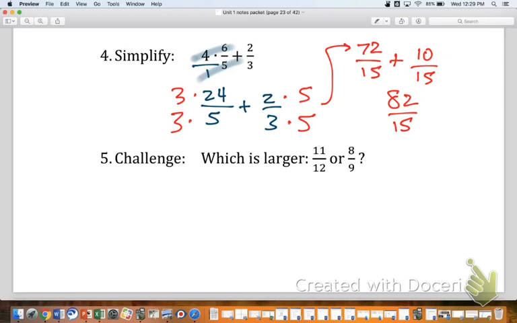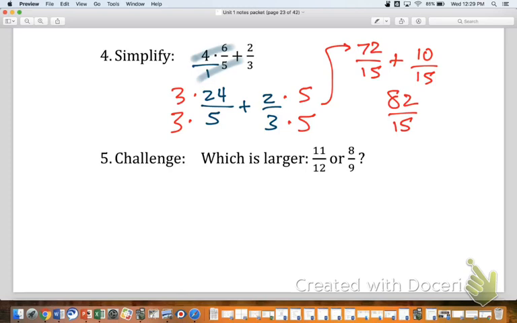So Mariah, this would be a really excellent example of leaving it as 82 fifteenths is significantly easier than going to that mixed number. So I'd encourage you to do that. Final one, the challenge question, which is larger, 11 twelfths or 8 ninths?